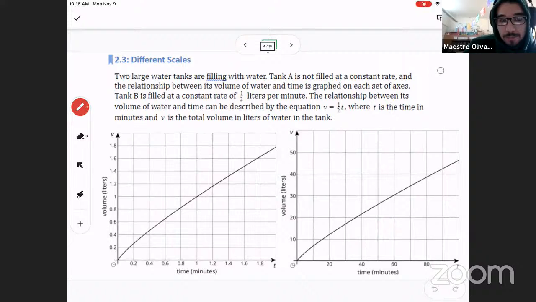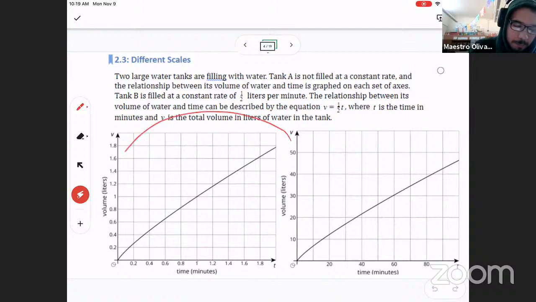So let's go ahead and begin. Here we have 2 different graphs. 2 large water tanks are being filled with water. Tank A is not filled at a constant rate. And the relationship between its volume of water and time is graphed on each set of axes.